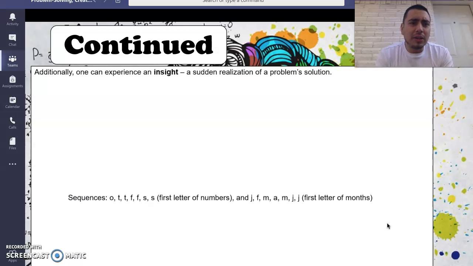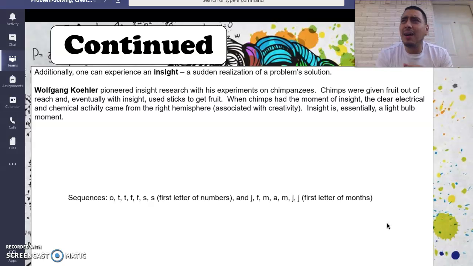Now, additionally, one can experience an insight, or a sudden realization of a problem solution. There's this researcher, Wolfgang Kohler, right? He pioneered insight research studies with his experiments on chimpanzees. Chimps were given a fruit out of reach, and eventually, with insight, used sticks to get the fruit. When chimps had the moment of insight, the clear electrical and chemical activity came from the right hemisphere associated with creativity. Now, the insight is essentially a light bulb moment.